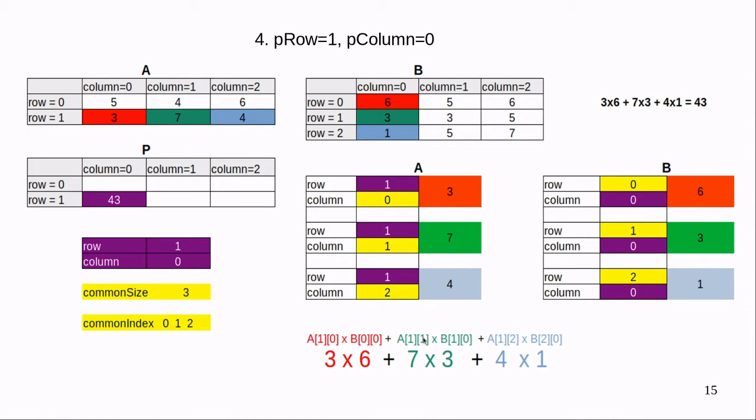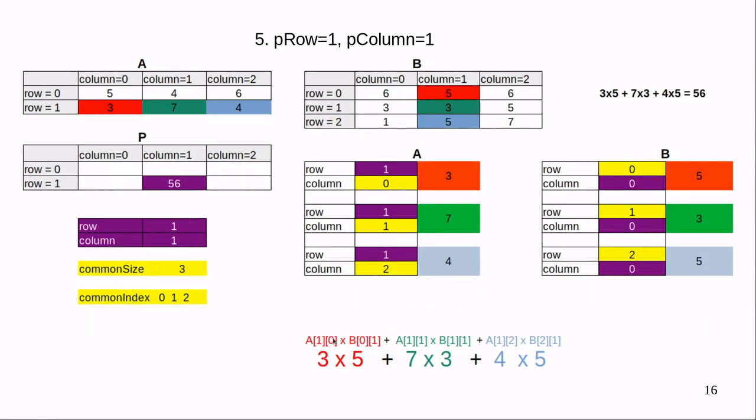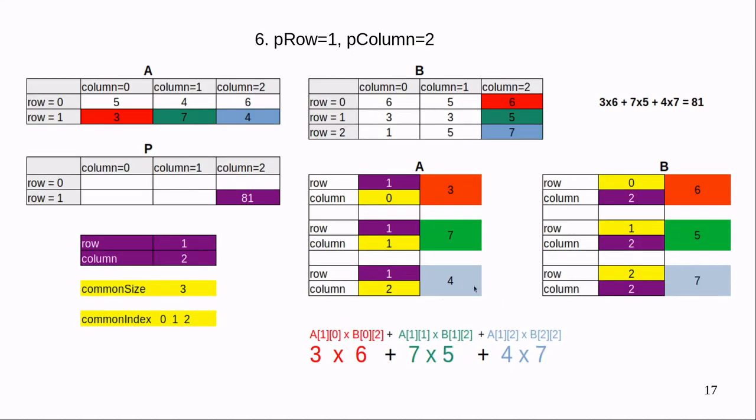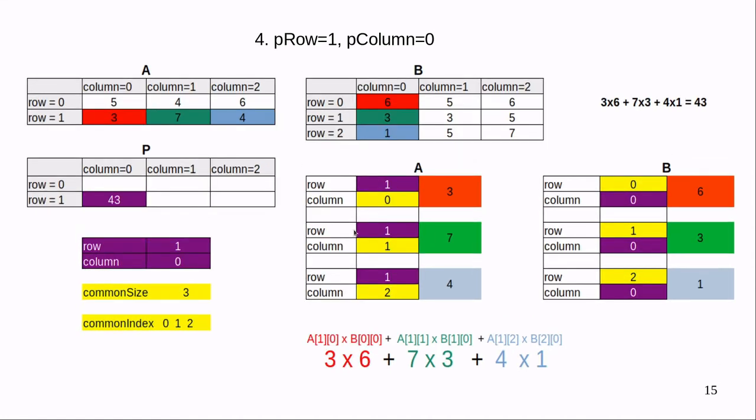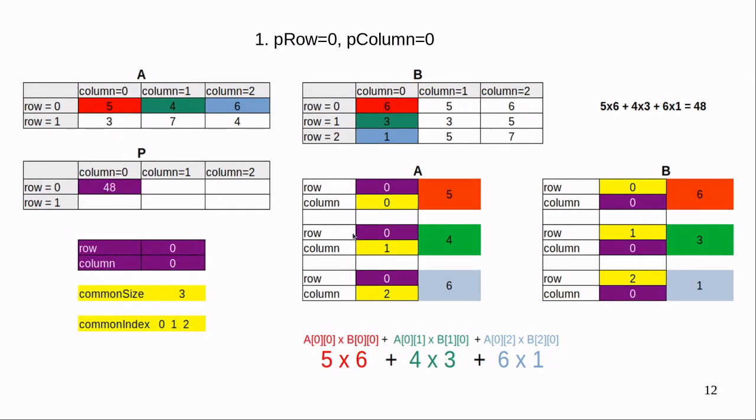Again 0, 0, 1, 1, and 2, 2. So that's it. These yellow ones are dependent upon common size, and we'll be iterating through each of them, but their values are always going to stay the same.